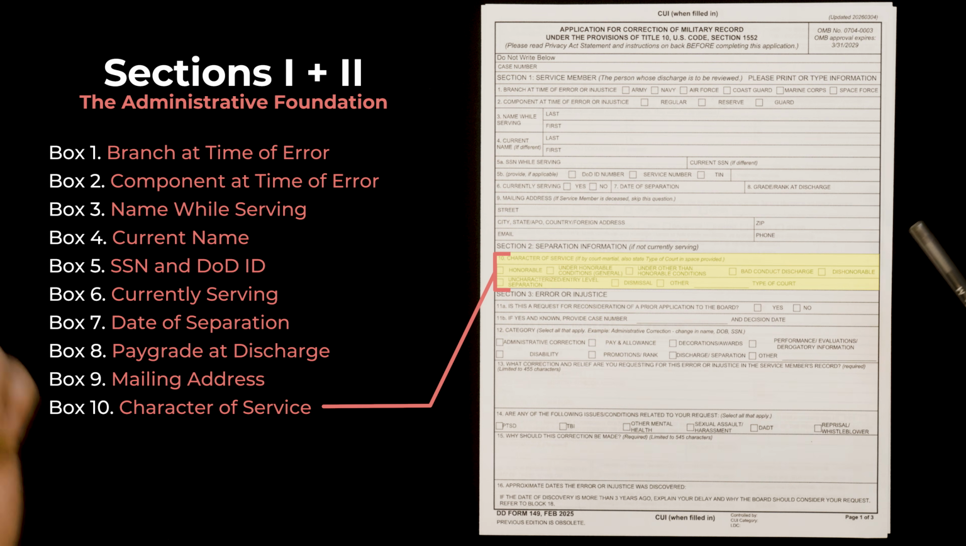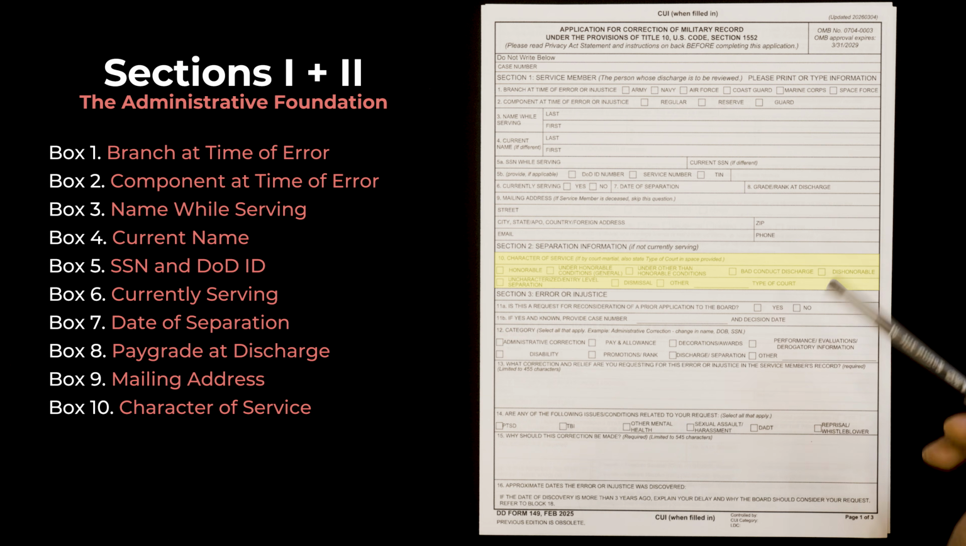Box 10 is your character of service. Select exactly what your DD-214 says, not what you think it should say, not what you're requesting it to be changed to, what it says right now. The board already knows what you want changed. That's what the next section is for.